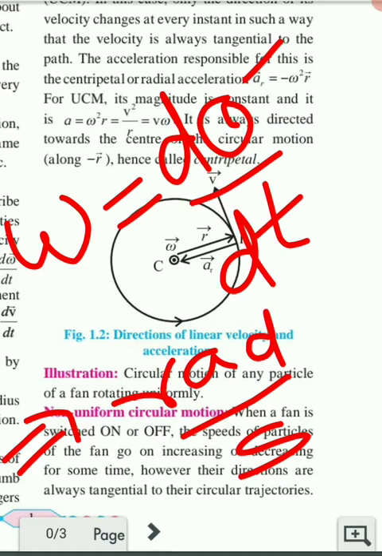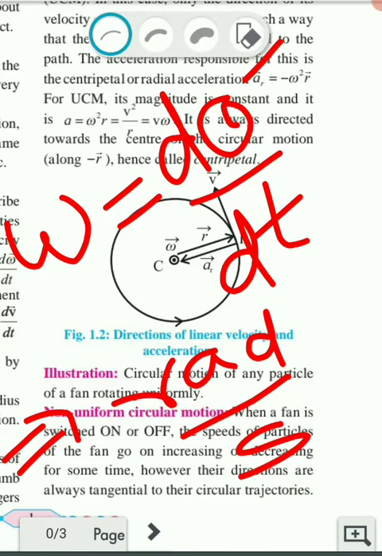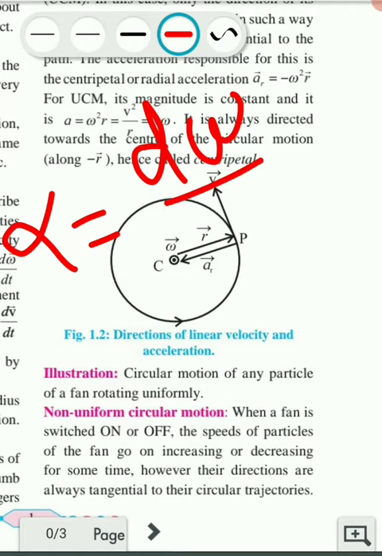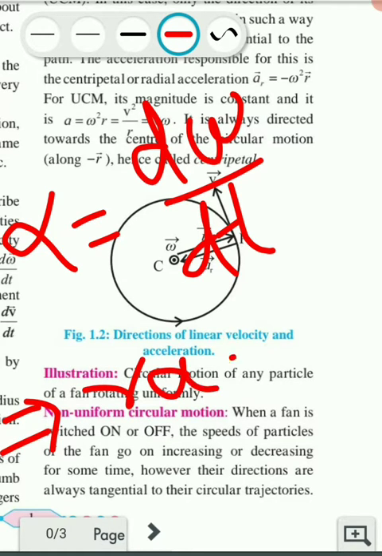Now here we consider the definition of angular acceleration. We know that angular acceleration is the rate of change of angular velocity with respect to time, and it is denoted by alpha. So we can write, the rate of change of angular velocity with respect to time is called angular acceleration, and its SI unit is radian per second square.